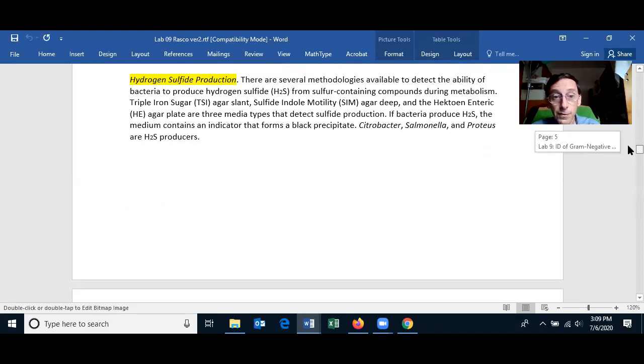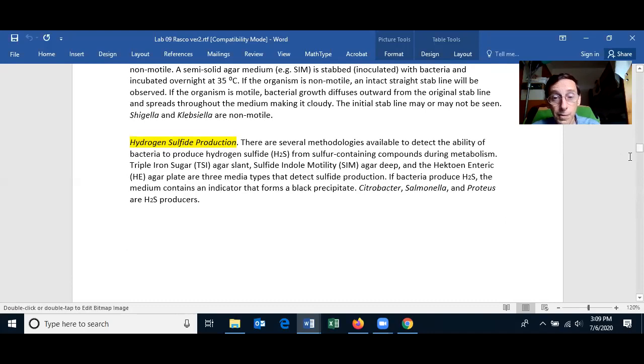Hydrogen sulfide production is looking at the ability of the bacteria to produce hydrogen sulfide. They're metabolizing sulfur if they're making hydrogen sulfide. And the bacteria that are doing this are usually engaging in anaerobic respiration. So you may only see hydrogen sulfide production at the bottom of the tube, which has less or no oxygen in it. And you might not see any hydrogen sulfide in the top of the tube because it has more oxygen.